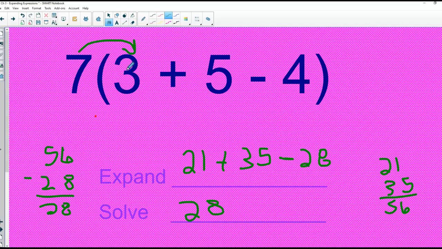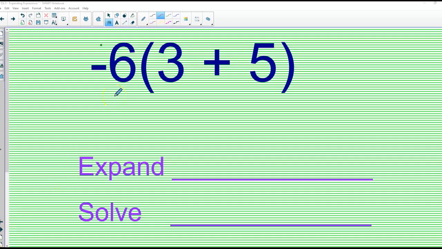Okay, so far we've done this with positive numbers. Now let's throw in some negatives. Although there's a negative here, the same rules apply. I need to multiply negative 6 times everything on the inside. Negative 6 times 3 is a negative 18. And then I have negative 6 and a positive 5. A positive and a negative make it a negative 30. So now when I go to solve this, leave, change, opposite, I get a negative 48.